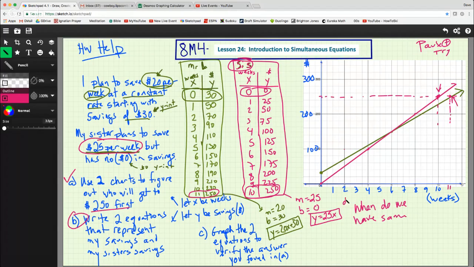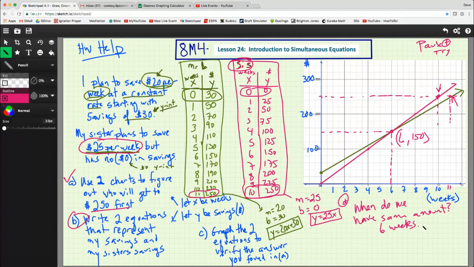This is what I call part D. When do we have the same amount? And we can answer that question at least in two ways. We can do it by looking at the graph and see that it crosses right here. So we have the same amount of money at 6 weeks. This is pretty cool. 6 comma 150. So the answer is 6 weeks.